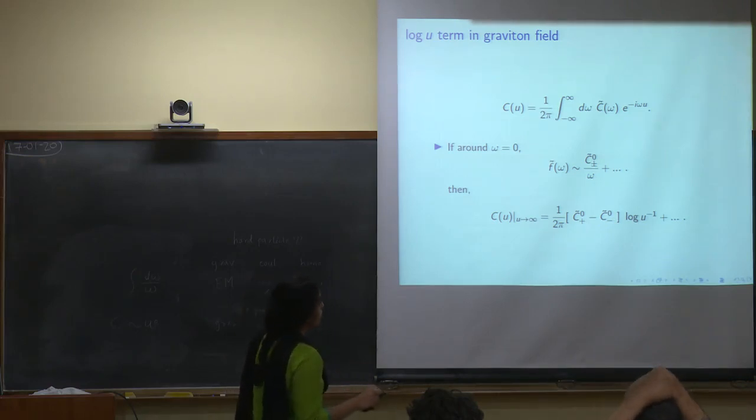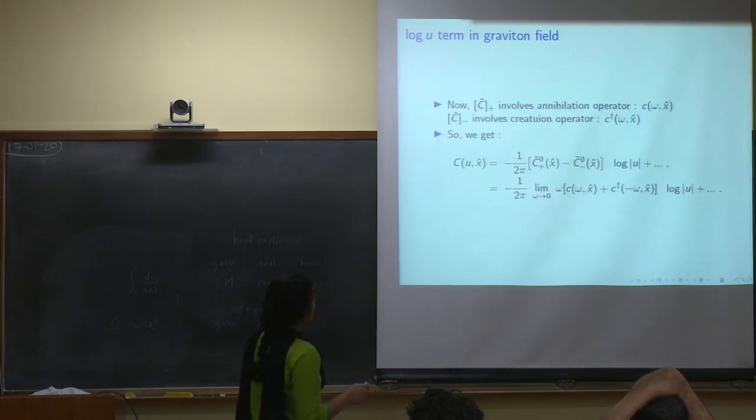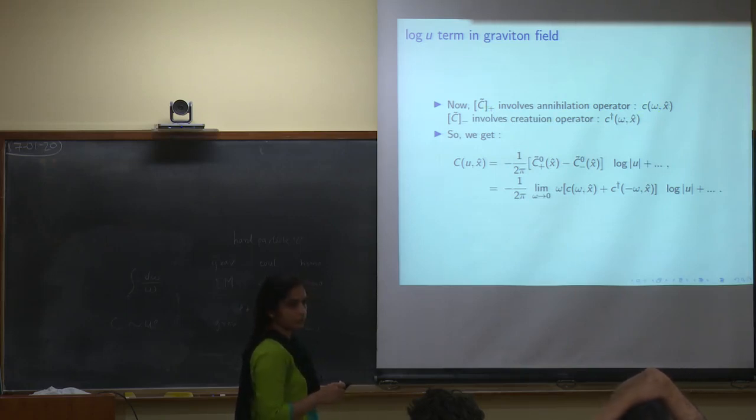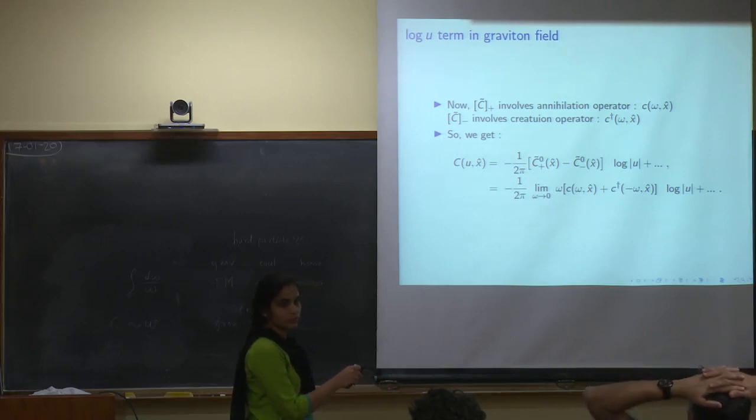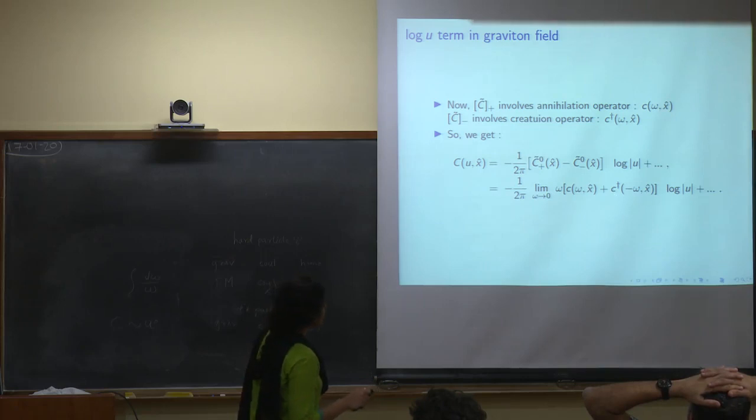Now I will substitute the quantum counterparts of this. The positive frequencies involve the annihilation operator, and the negative frequencies involve the creation operator. So I write it in those terms, multiply by omega and take omega goes to 0. That is a trivial thing. So quantum mechanically, this is the coefficient of my log u term.